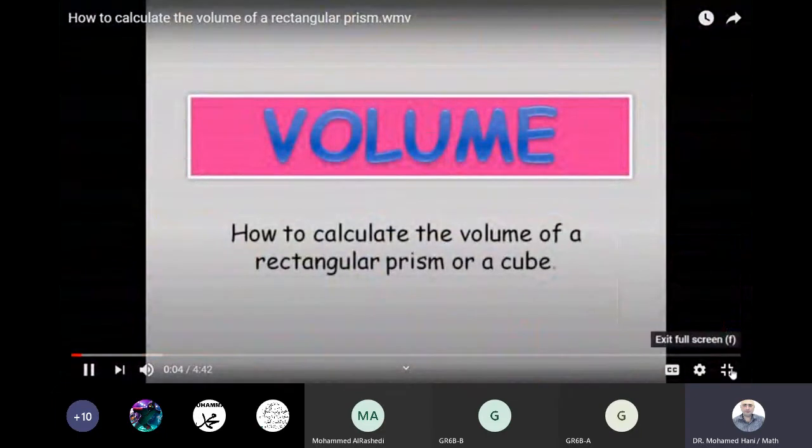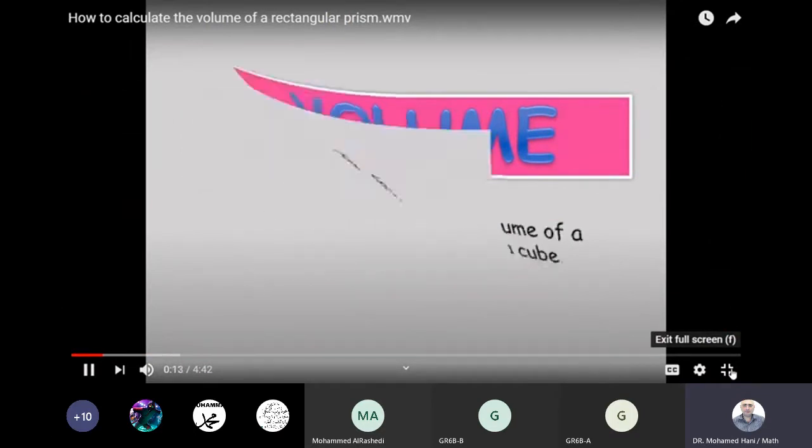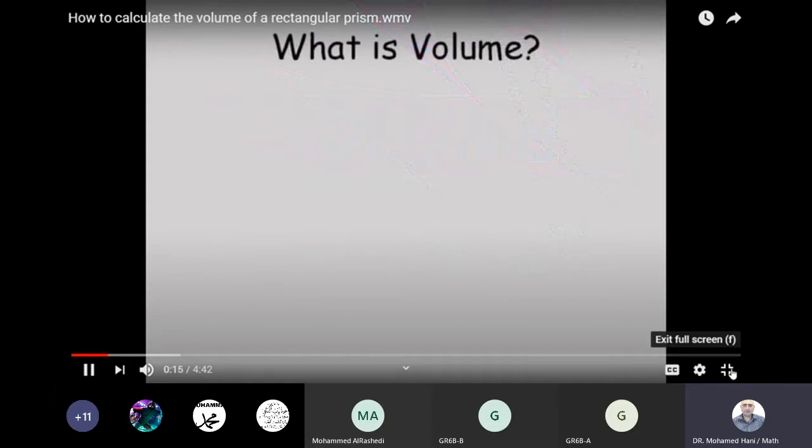Welcome to today's podcast on volume. In today's session, we are going to learn how to use a formula to calculate the volume of any rectangular or square prism. Firstly, what is volume? Pause this podcast and discuss this with the person next to you.